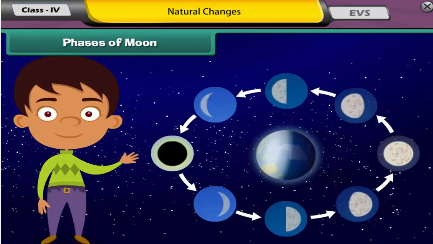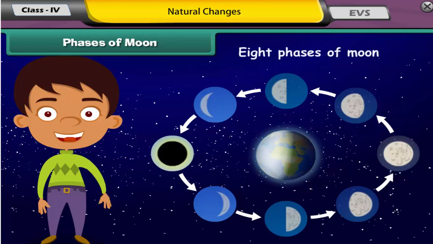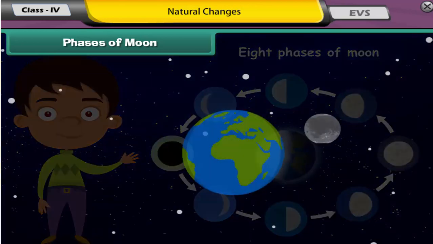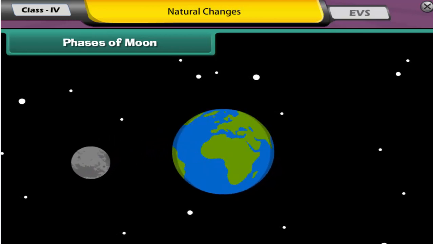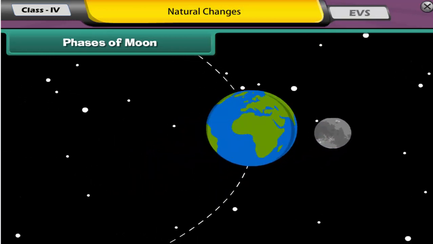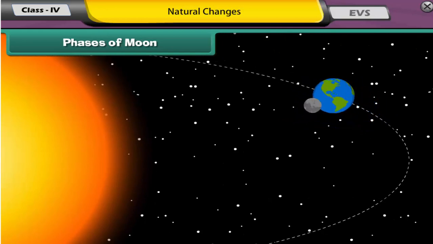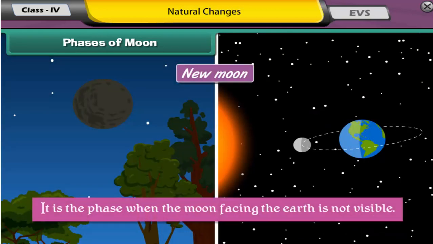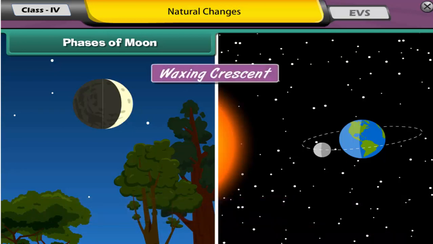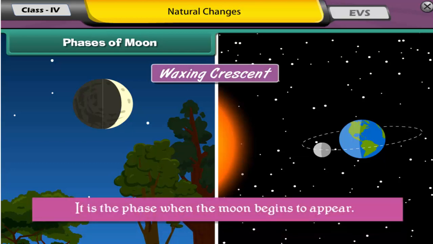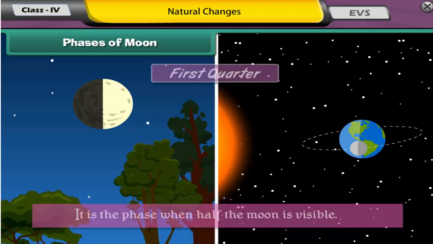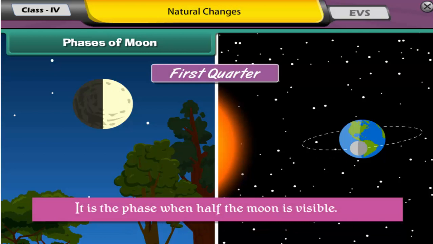Phases of Moon. Moon passes through 8 phases in a month. Moon's revolution around the Earth and Earth's revolution around the Sun cause the following phases of Moon. New Moon. It is the phase when the Moon facing the Earth is not visible. Waxing crescent. It is the phase when the Moon begins to appear. First quarter. It is the phase when half the Moon is visible.